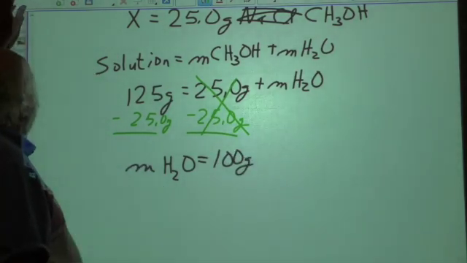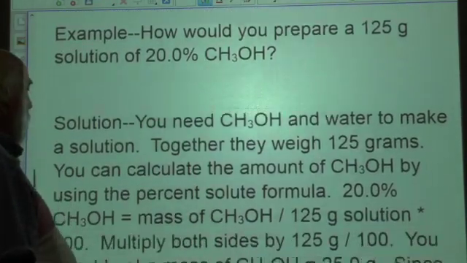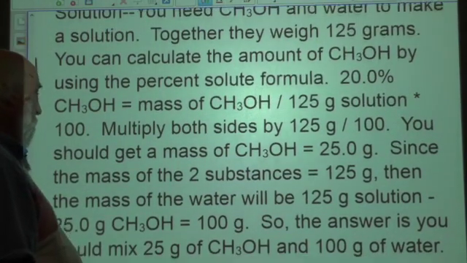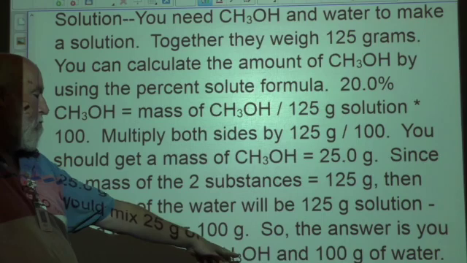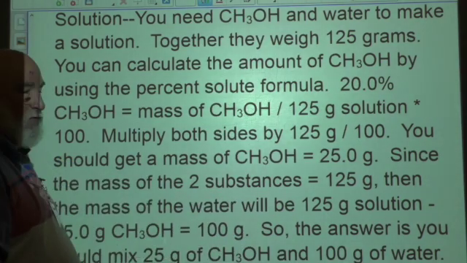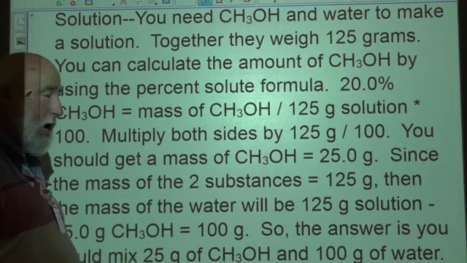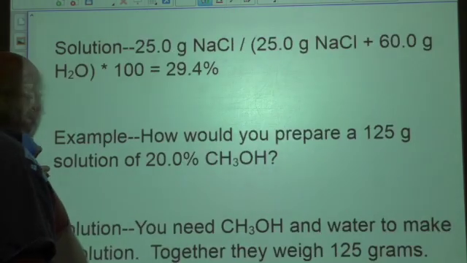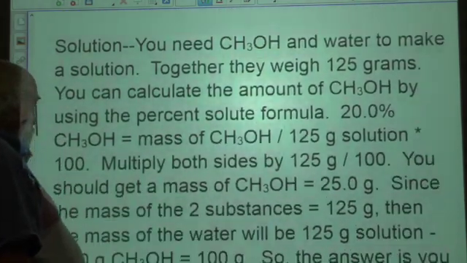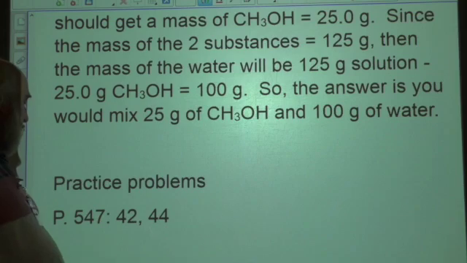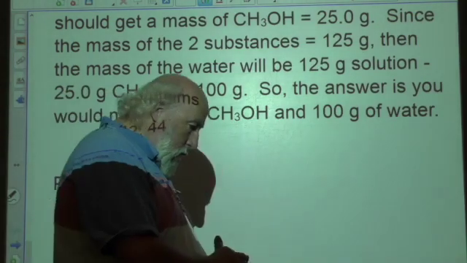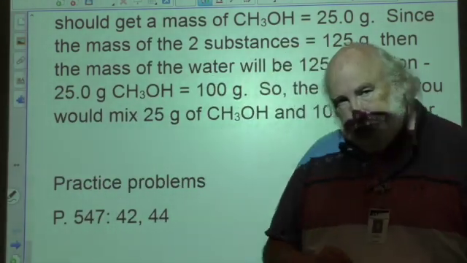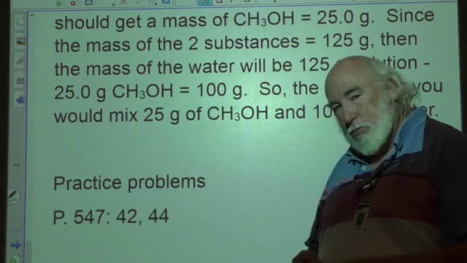So about 25 grams of methanol plus 100 grams of water is our final answer. And that's how you do that. Your homework, or your practice problems rather, 42 and 44 on page 547. Good luck.